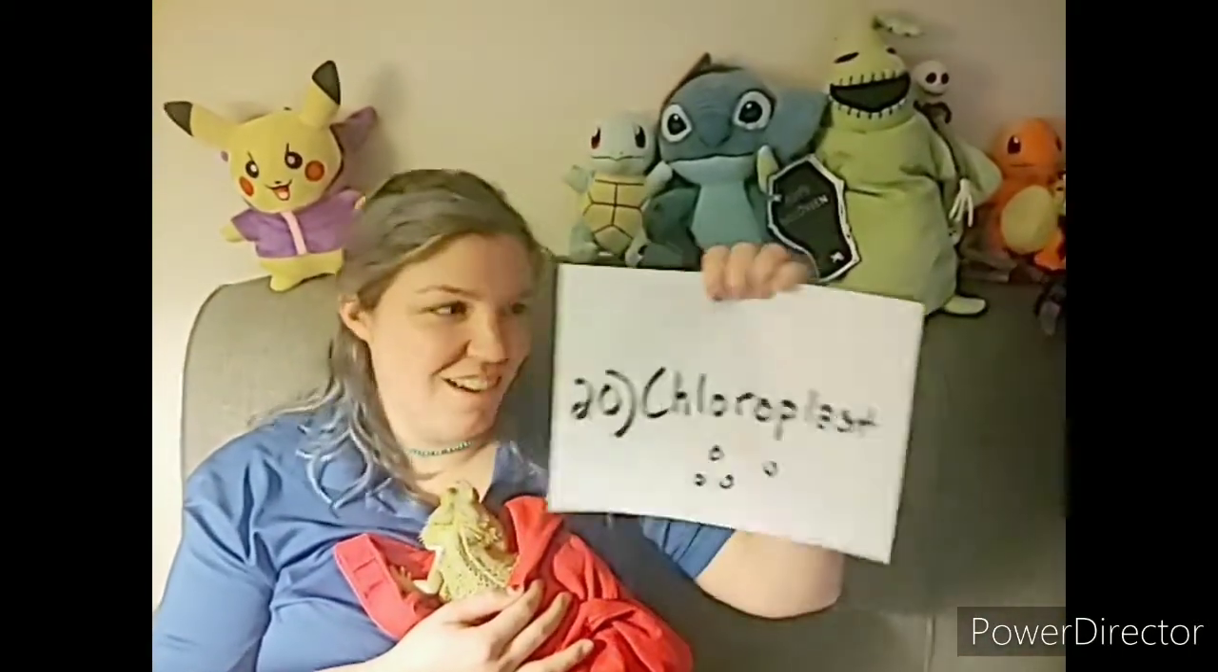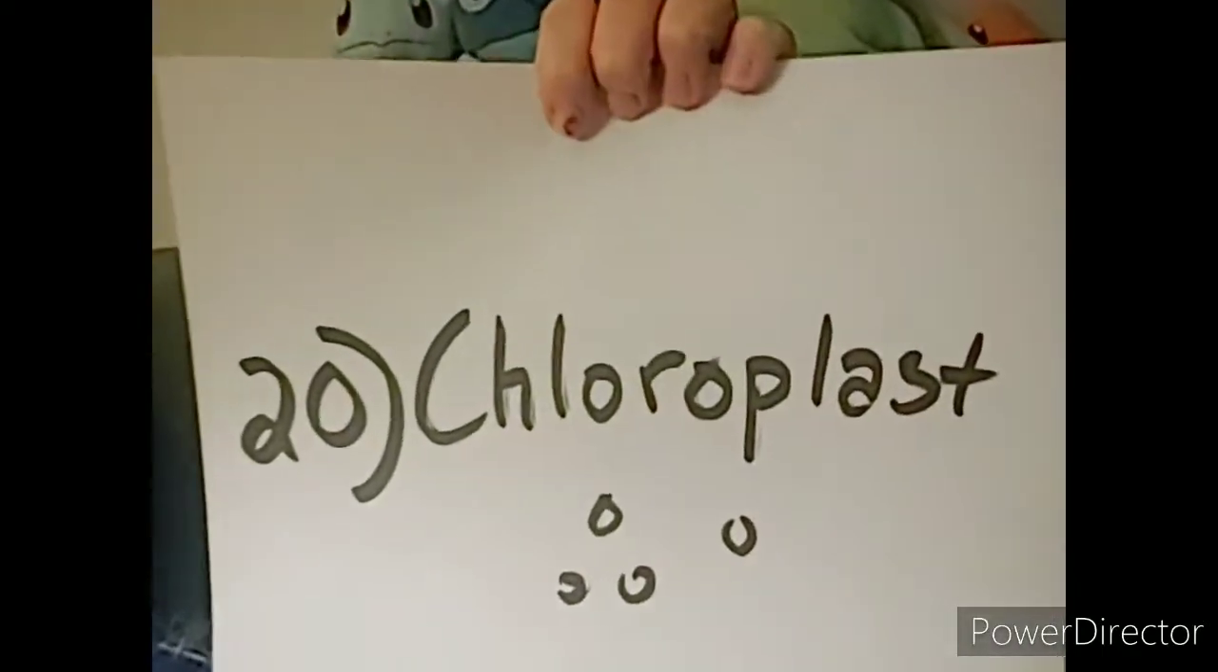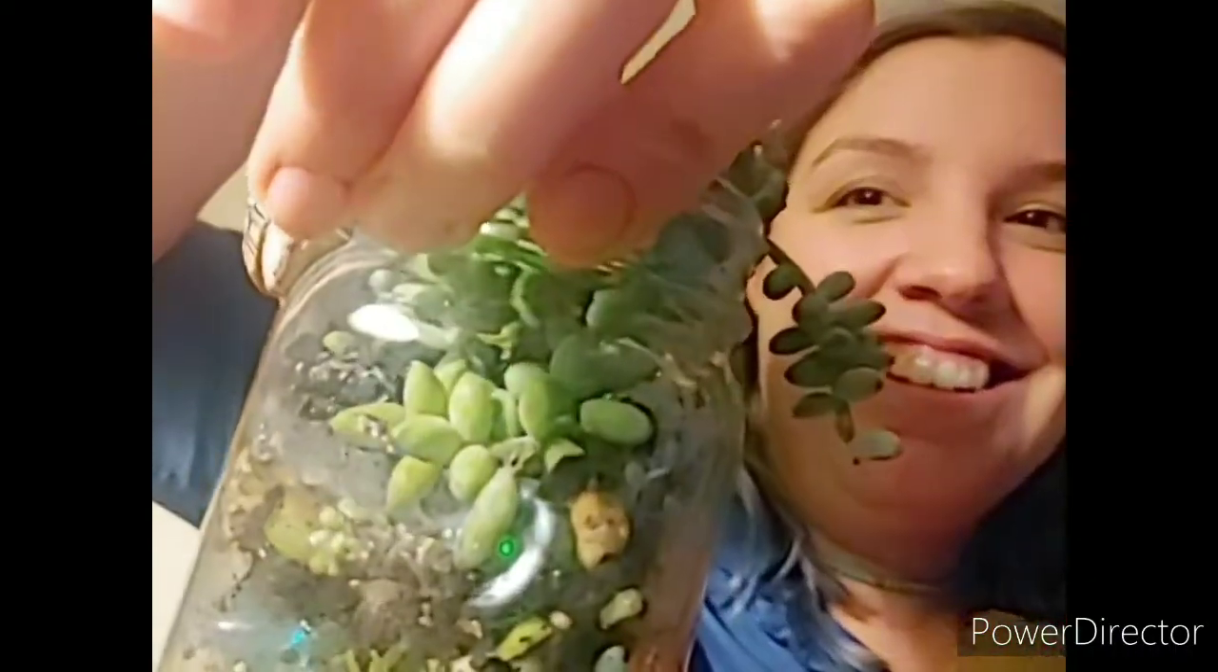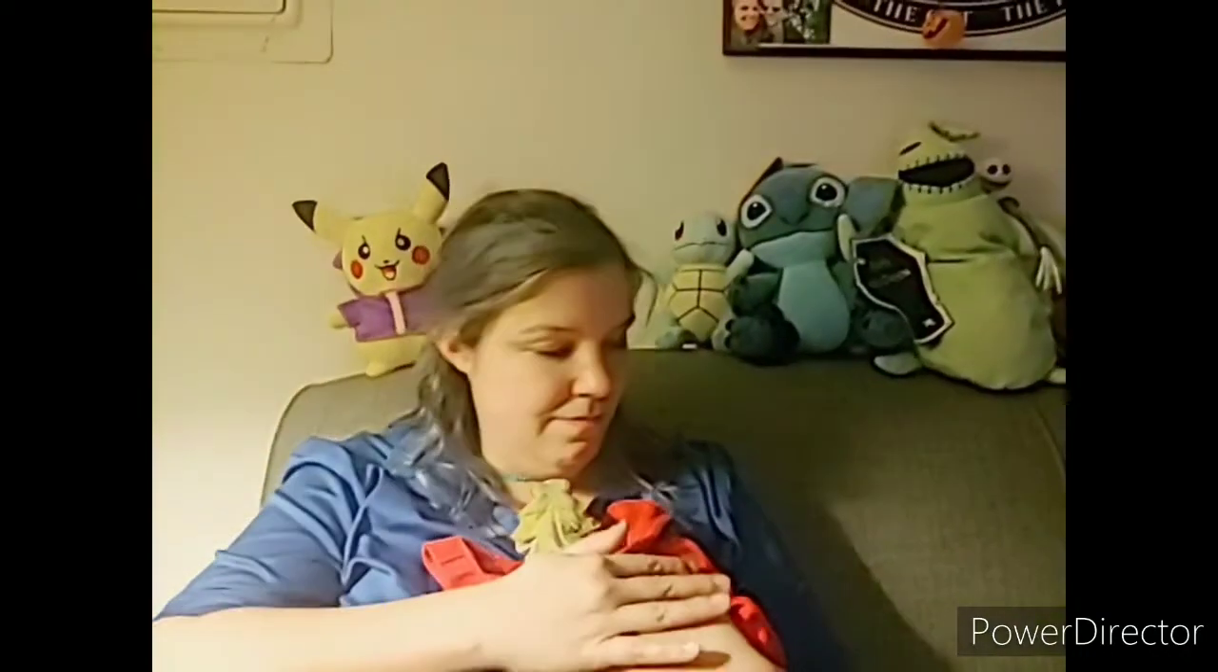Number 20 is chloroplasts. They do something very similar, but they're only in, you guessed it, plants. They're what makes it so that plants can do photosynthesis. Chloroplasts have a chemical called chlorophyll. You do have to use that word sometimes.